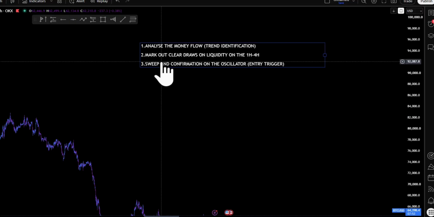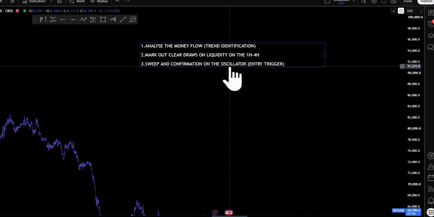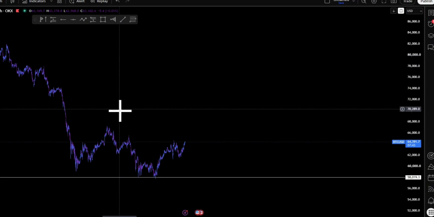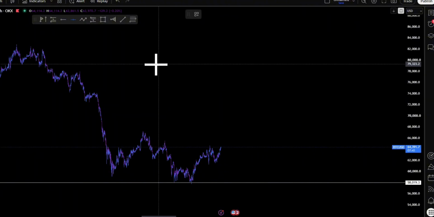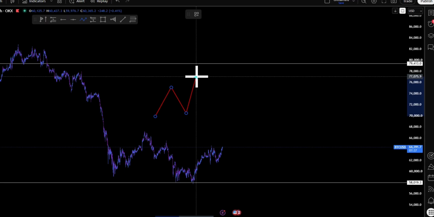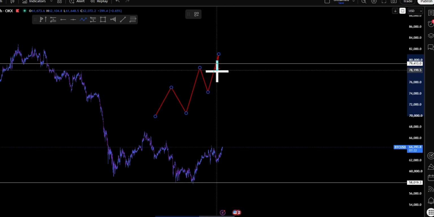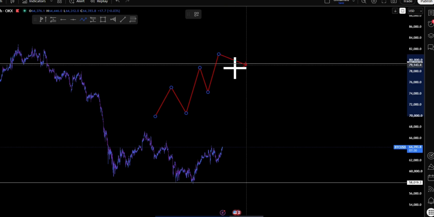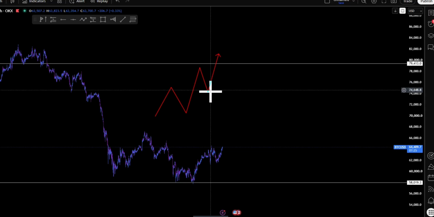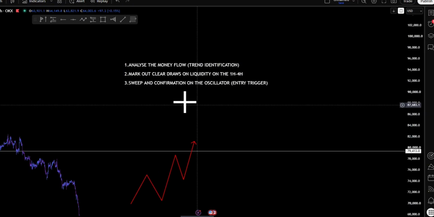Then step number three is just wait for a sweep and then confirmation on the oscillator. First, let's understand what I mean by liquidity sweep. Just imagine this is resistance, what I've drawn, and then the price comes here on that resistance and sweeps this high. It means it simply goes above it and takes out these stop losses. Done. That's the sweep. Just going above that high or low, above that clear draw on liquidity.